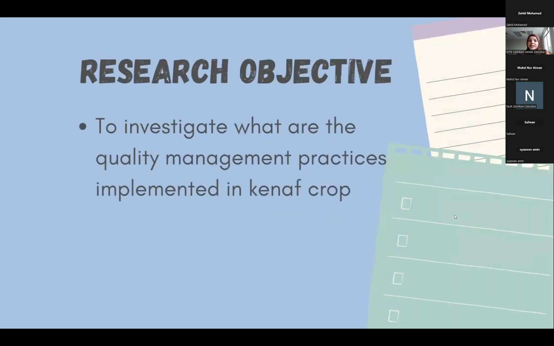So for the research objectives, it is to investigate what are the quality management practices implemented in Kenaf crop.